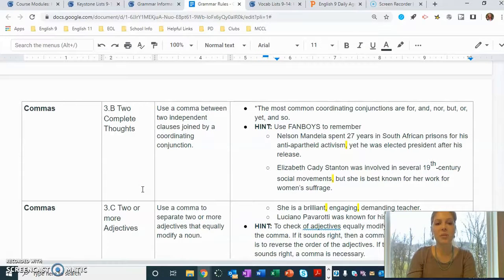Use a comma between two independent clauses joined by a coordinating conjunction, such as fanboys. So if you want to combine two complete sentences, you have that conjunction there. You also use a comma. We've talked about this before. So for example, Nelson Mandela spent 27 years in South African prisons for his anti-apartheid activism, comma, yet he was elected president after his release, etc.